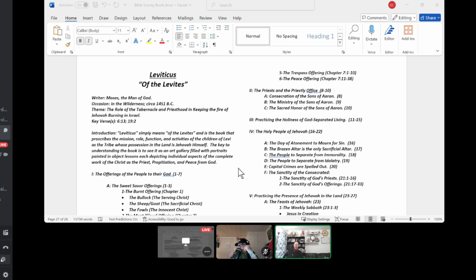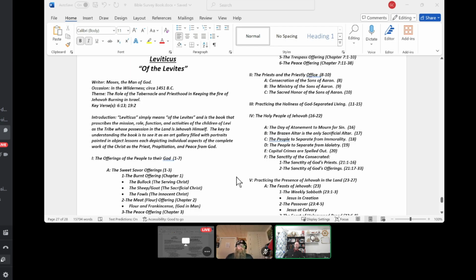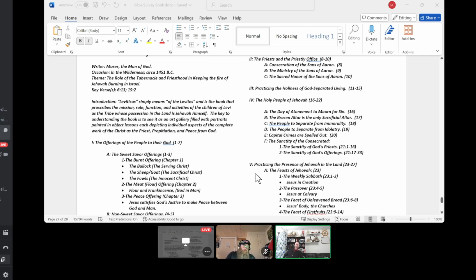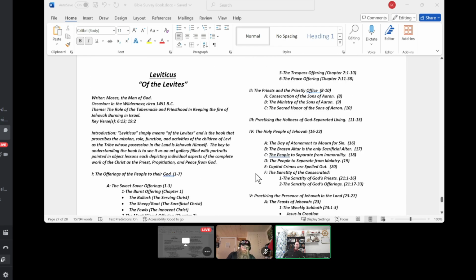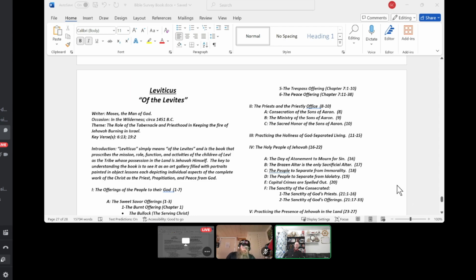The key to understanding the book is to see it as an art gallery filled with portraits painted in object lessons, each depicting individual aspects of the complete work of the Christ as the priest, propitiation, and peace from God. The book is in 5 natural divisions. Chapters 1 through 7 are the offerings of the people to their God, and chapters 8 through 10, the priests and the priestly office.